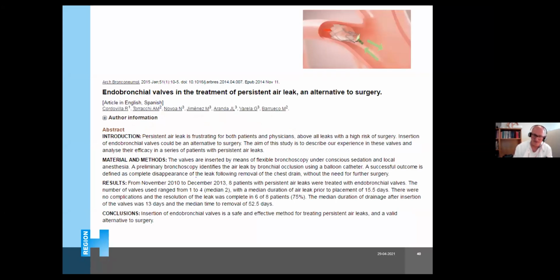Endobronchial valves have been mentioned by Alan. I think we have done around 5 cases with prolonged air leaks where we couldn't stop it, but this is not really a first choice. It is the last option.